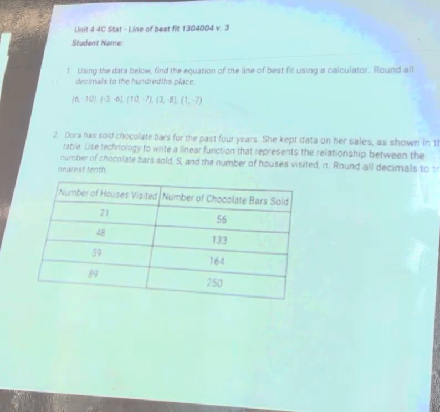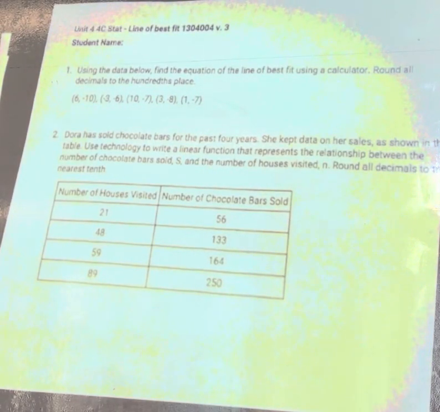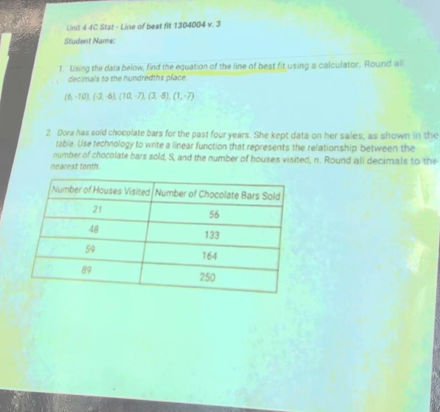There we go. Okay, so this goes with yesterday. The biggest problem so far that students have had is not reading, and same with me. You are using the data, you are finding the equation of the line of best fit. So yesterday we did the correlation coefficient, today we're finding the line of best fit.